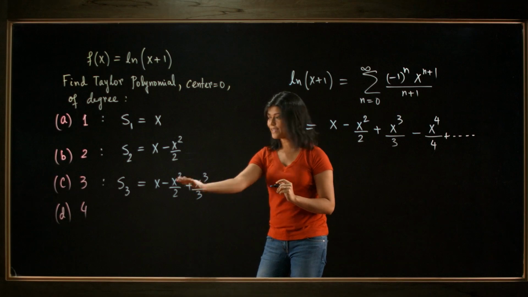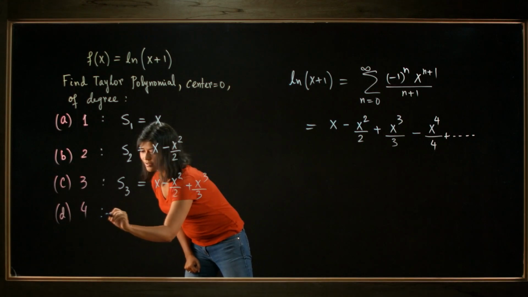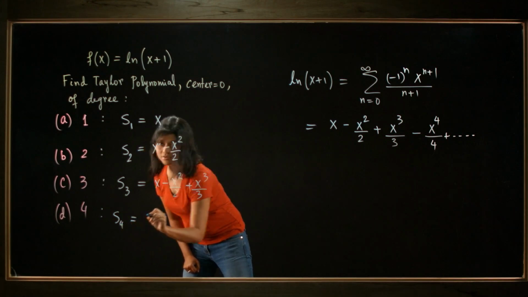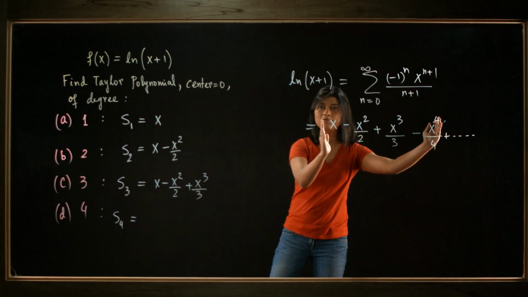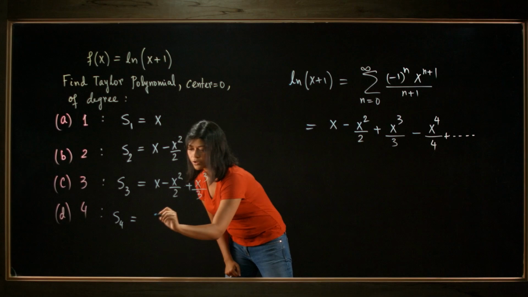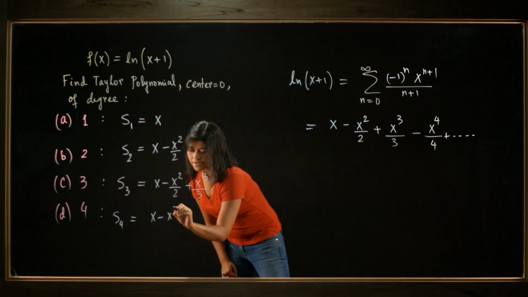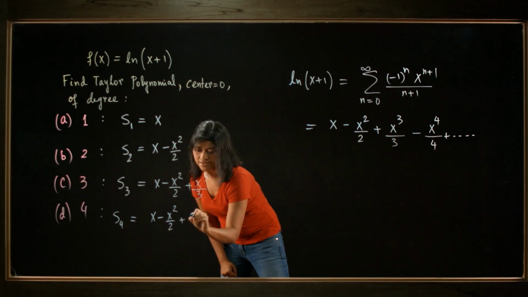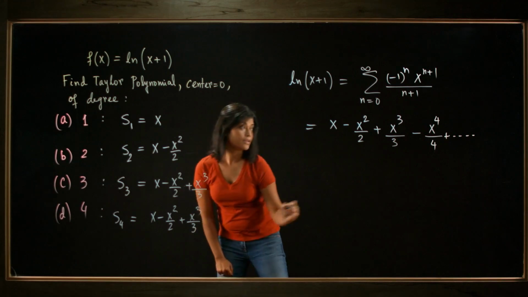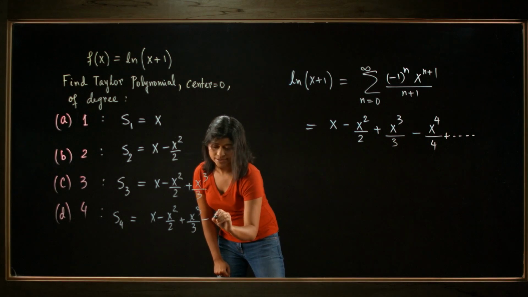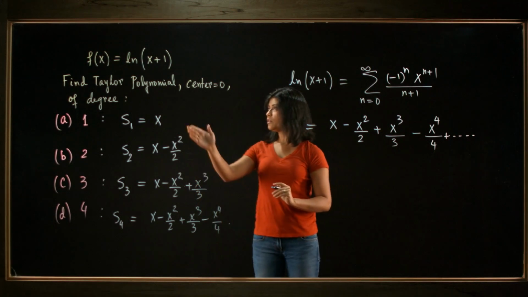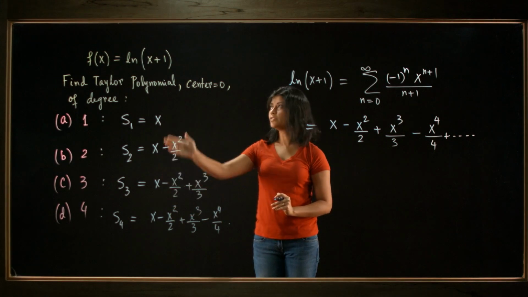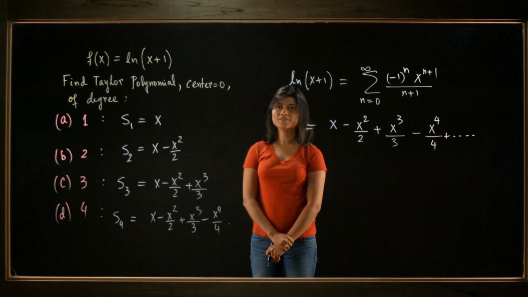I guess you have already guessed what the next answer will be. So what is S4, the fourth degree polynomial? We'll go up to degree 4 here. So the first 4 terms: x minus x squared over 2 plus x cubed over 3, and the last term is minus x to the 4 over 4. So we got all 4 Taylor polynomials for this function natural log of x plus 1.